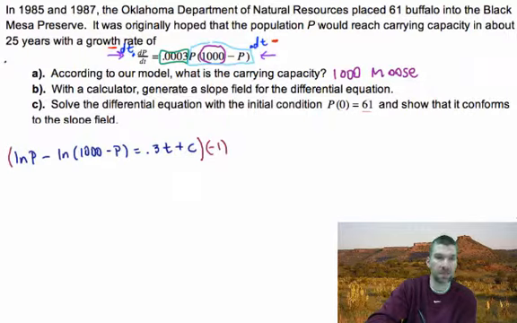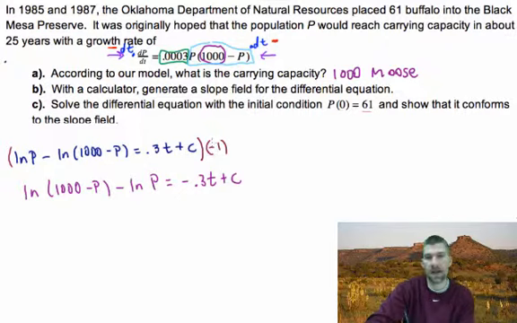That gives me then natural log of 1,000 minus p minus the natural log of p equals -0.3t. And remember, c is a constant, so he can stay that or not. It doesn't matter. But since we multiplied by a -1, instead of having the plus c, which is what we're used to, I'm just going to go ahead and put a -1 in there. So it would be -c.